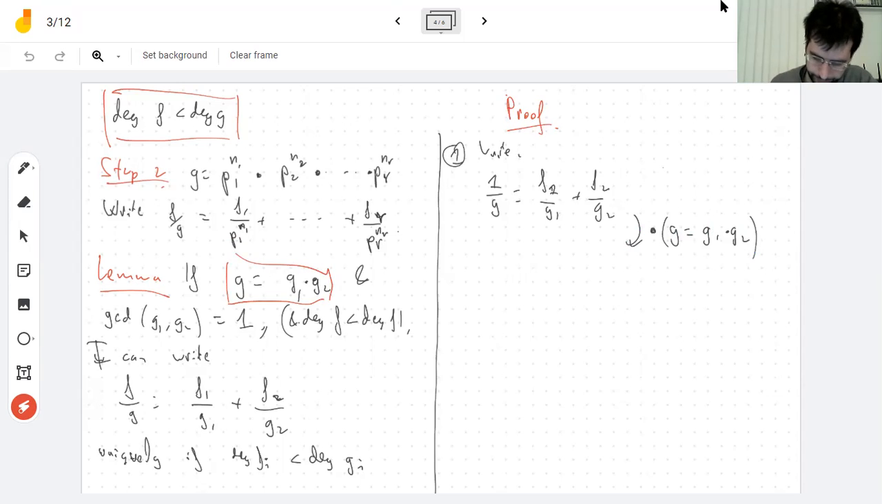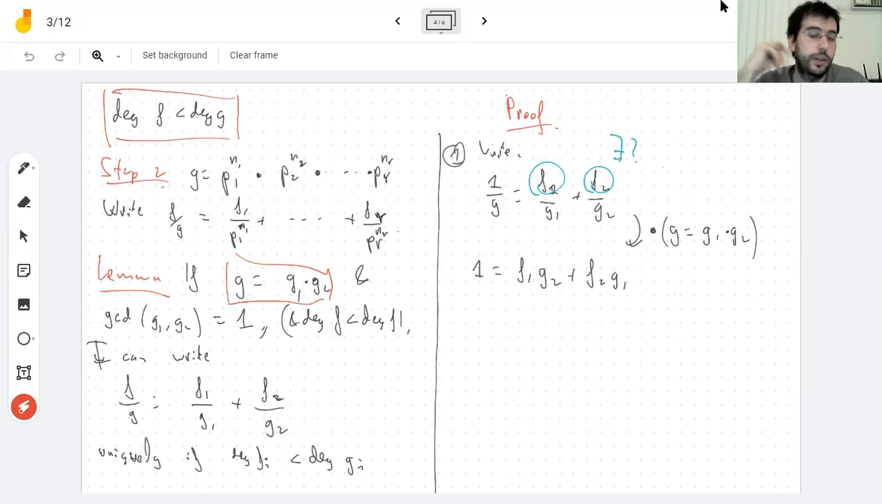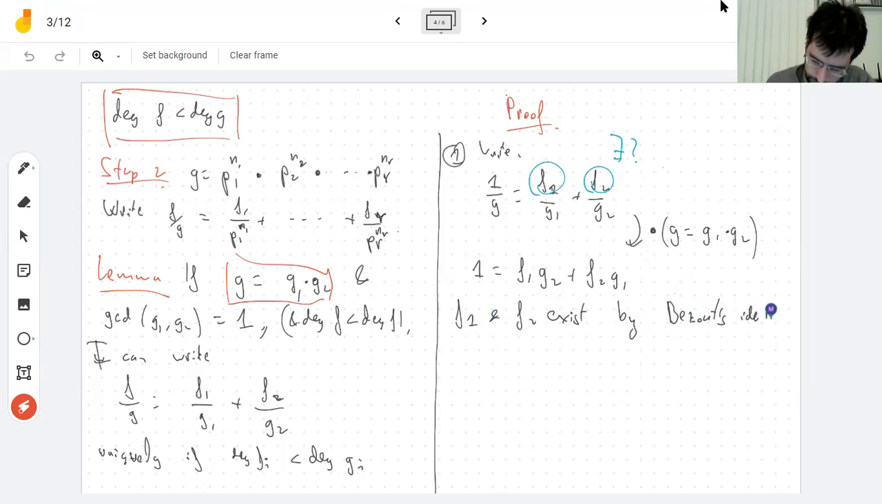So multiplying by G is the same as multiplying by G1 G2. So I guess what I have here is F1 G2 plus F2 G1. Remember that the Fs are the unknowns here. So do there exist F1 and F2 satisfying that identity? The answer is yes. This is Bezout's identity, or because the polynomial ring is a PID even. But this identity says you can take G1 and G2 and write their GCD, which is 1, as a linear combination of G1 and G2.